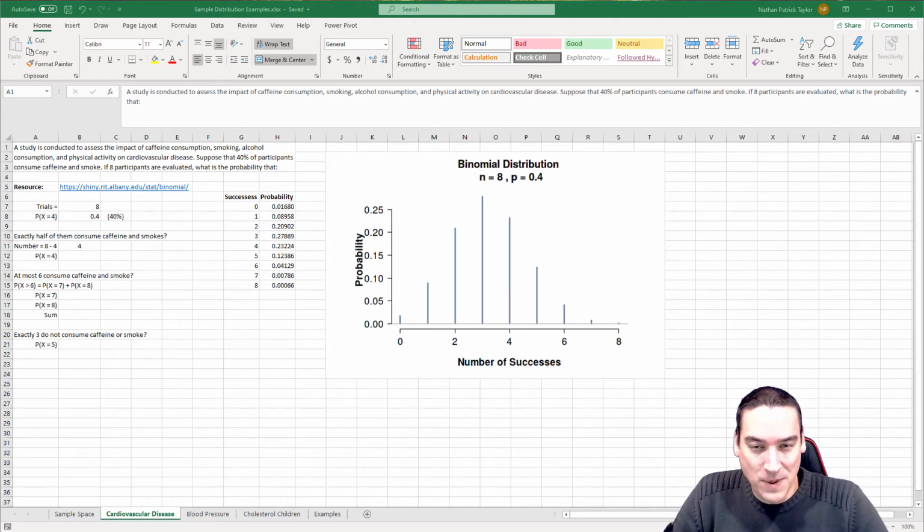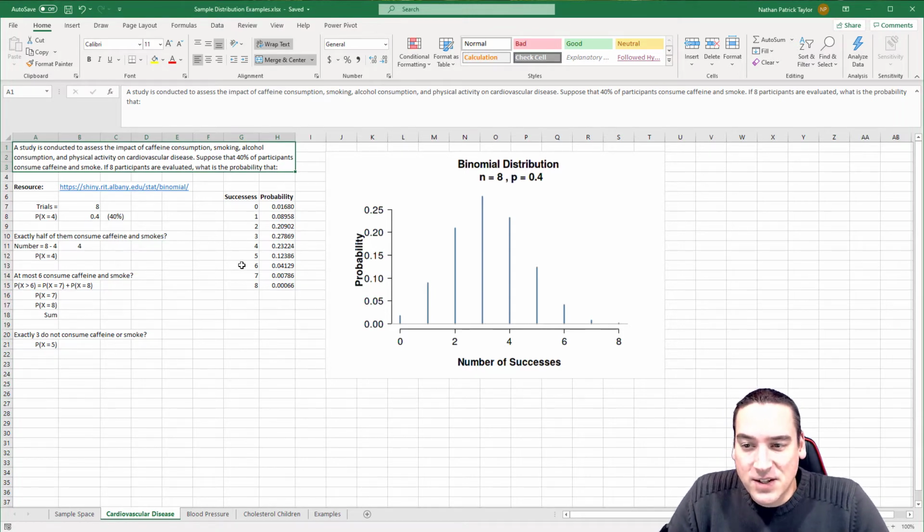All right, now we're going to move on from the sample space to calculating proportions from a binomial distribution. So I've got a sample question up here: a study is conducted to assess the impact of caffeine consumption, smoking, alcohol consumption, and physical activity on cardiovascular disease. Suppose that 40% of participants consume caffeine and smoke. If eight participants are evaluated, what's the probability that exactly half of them consume caffeine and smoke?